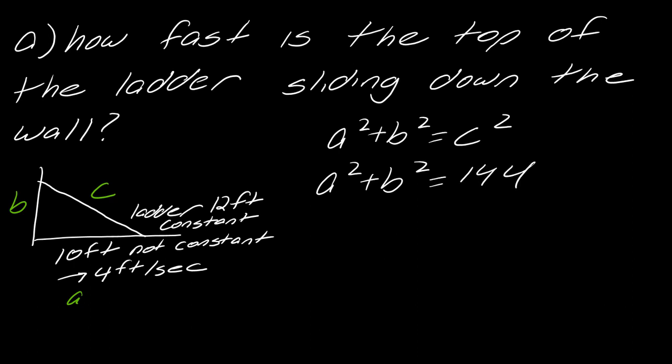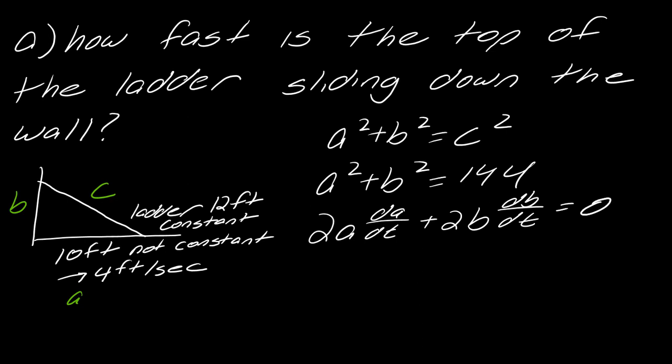Okay, so now I want to bring rates into this situation. So I take this physical situation here and I take the derivatives so that I can bring the rates in. And I want to differentiate with respect to time. So for this part, I get 2a, and then this becomes dA/dt, that's with respect to time, plus 2b, and this is dB/dt. And then this will just equal 0, because like I said, the thing that's constant has no rate associated with it. The ladder is not changing at some rate. The ladder is just always 12.